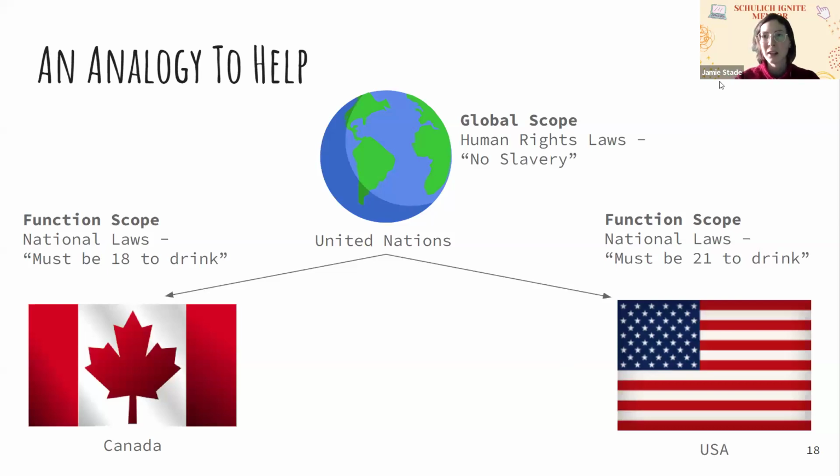Okay, here's a goofy little analogy to help. So we have global laws, for example, that apply everywhere in the world. For example, like no slavery, that applies pretty much everywhere. But within certain nations, we may have different laws that only apply within those ones. So for example, in Canada, you must be 18 to drink, but in USA, you must be 21 to drink. So those only apply within those specific functions.